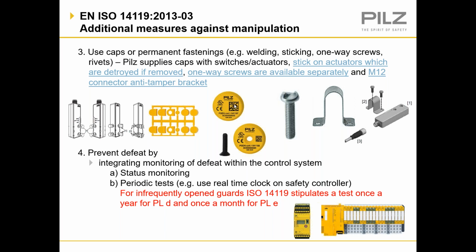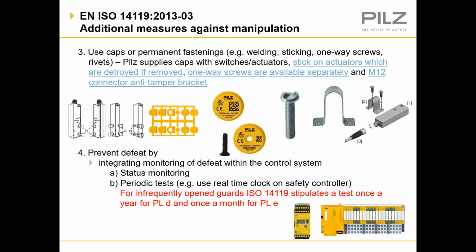So if these are peeled off, then the actuator itself would be destroyed. We have the one-way screws, which are available. And then we also do M12 connectors for anti-tamper brackets. So again, if this is your PCN code, this is your cable, your screw-in cable coming in and connector, we can then put this over the top so that you can't just unscrew it basically from the switch itself.